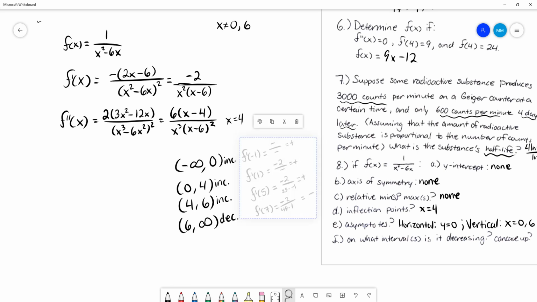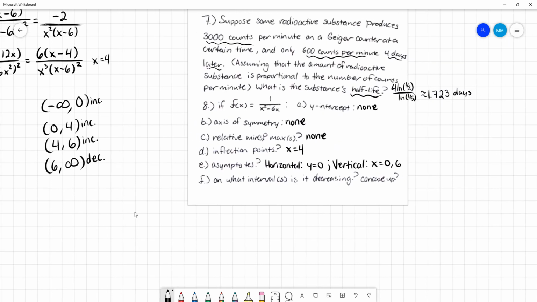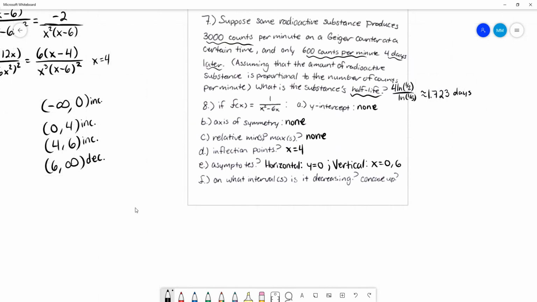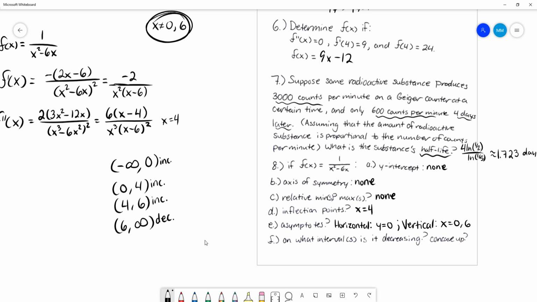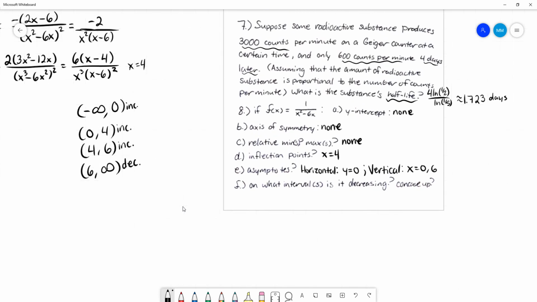Okay, so our interval of decrease. Because it's an interval of decrease and not concavity, I would ordinarily include that bound, but we want to think about the fact that it is outside of our domain, which means it cannot actually be inclusive, so it will remain not included. So it'll be 6 to positive infinity, non-inclusive, is our interval of decrease.